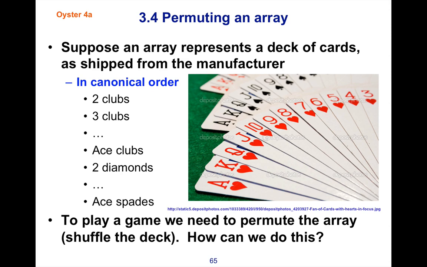And so the deck is in some order, and if you tried to play a game with it in that particular form, everybody could cheat because everybody would know what the next card is. So to play a game, we really need to be able to shuffle the deck. And how can we do this? And this is an interesting thing to look at for the following reason.